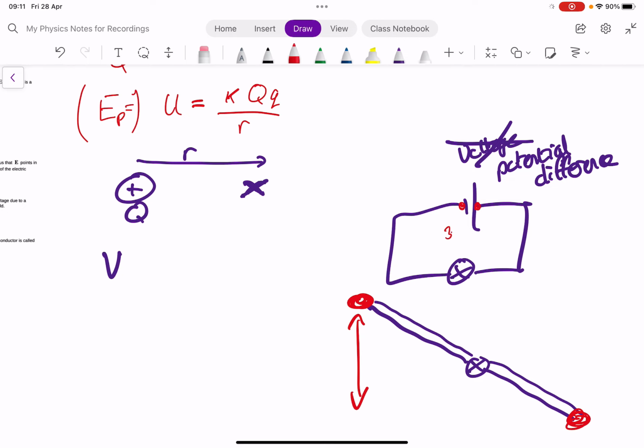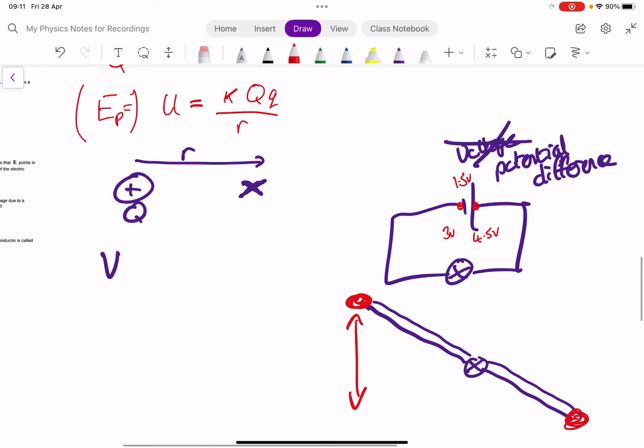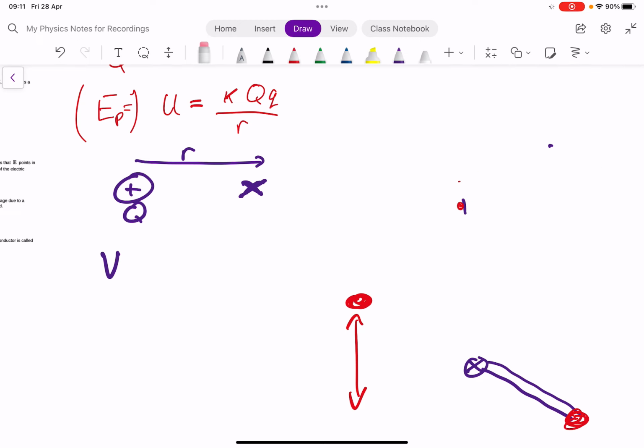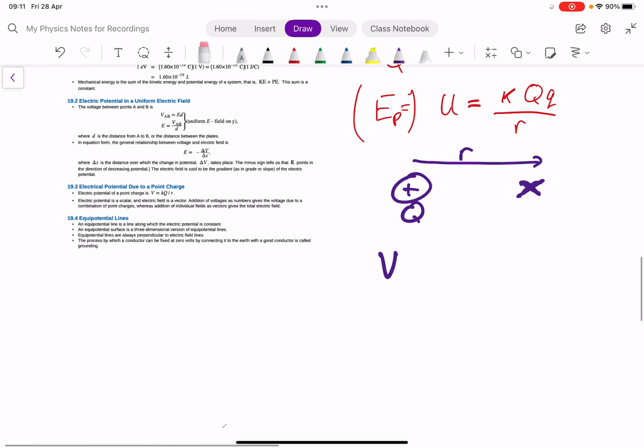So this side could be 3 volts, this side could be 4.5 volts. That would make a 1.5 volt battery. That's why it's referred to as potential difference, because it looks at the difference in the voltages or the potentials from either side. Okay. Doesn't really matter if you've kind of followed the idea of the circuits or not, but hopefully it gives you a bit of an idea of what we're talking about when we refer to potentials.